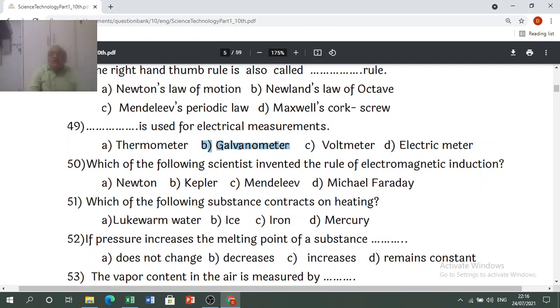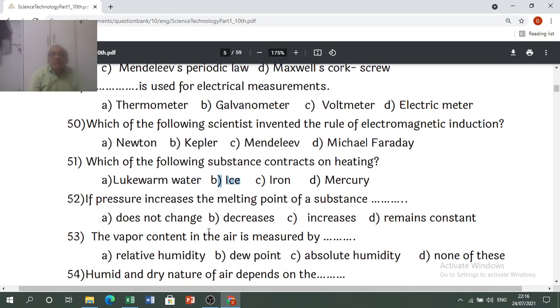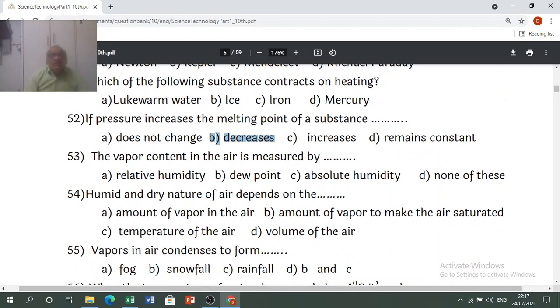Which of the following scientists is involved in the rule of electromagnetic induction? Michael Faraday. Answer is D. Which of the following substances contracts on melting? Ice contracts on melting. Answer is B. If pressure increases, the melting point of the substance decreases.